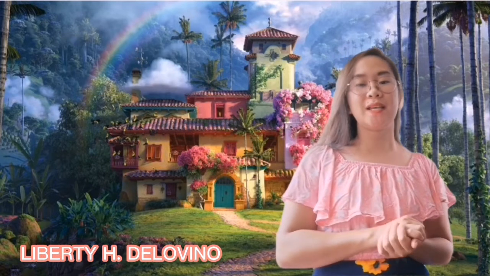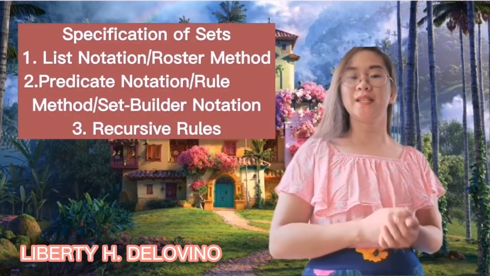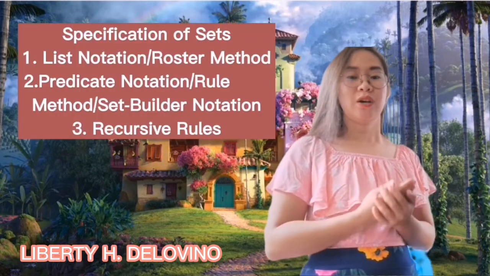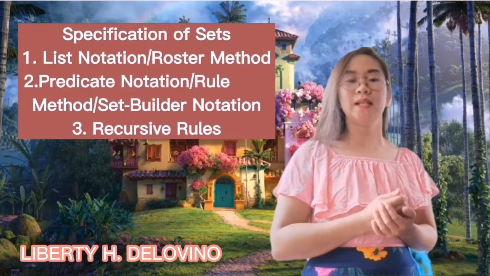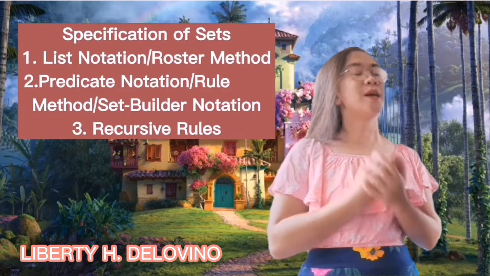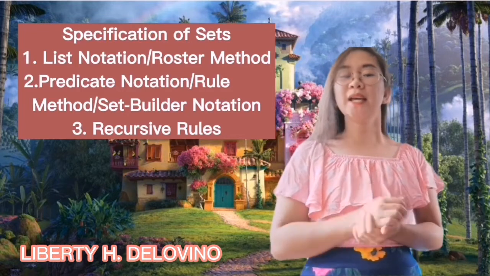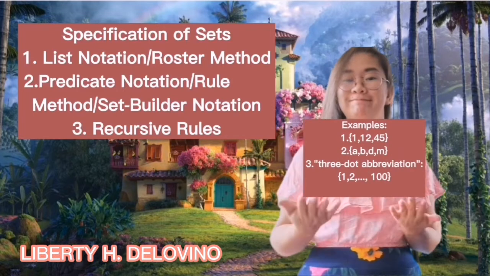To specify a set, we need to use the following ways. First is the list notation or roster method, which means listing all its members. We list the names of elements by separating them with commas and enclosing them in braces. Take a look at these examples.